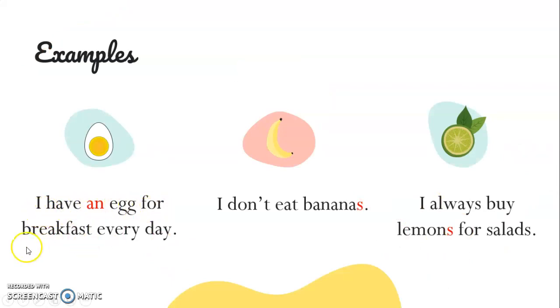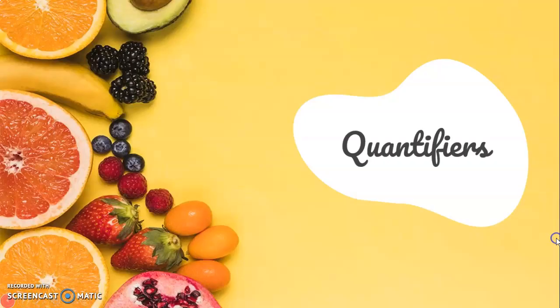I have an egg for breakfast every day. I don't eat bananas. I always buy lemons for salads. In this case, we can count eggs, and we are referring to an egg, only an egg, by using the determiner an. Here in these examples, we are referring to many bananas or many lemons by adding an s at the end of the word. So we can pluralize those examples and we can count them with numbers. So they are countable nouns.